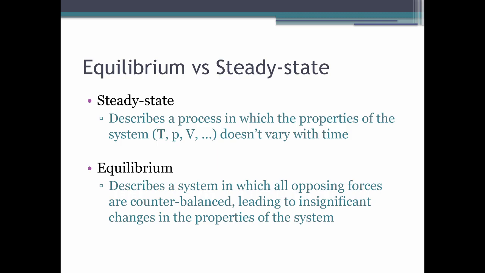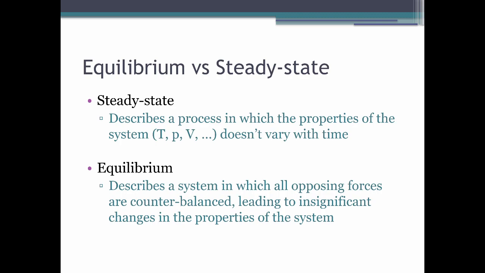They are not exactly synonymous, or they are not strictly the same terms. So an equilibrium describes a system in which all opposing forces are counterbalanced, meaning there are no significant changes in the properties of the system. For example, in a system in equilibrium, the rate of the forward reaction is the same as the rate of the backward reaction, but that doesn't mean that the elements of the system are not moving at all. It's actually moving.